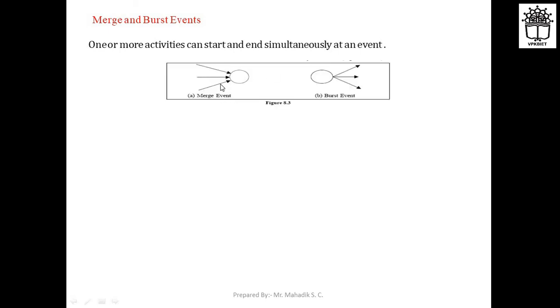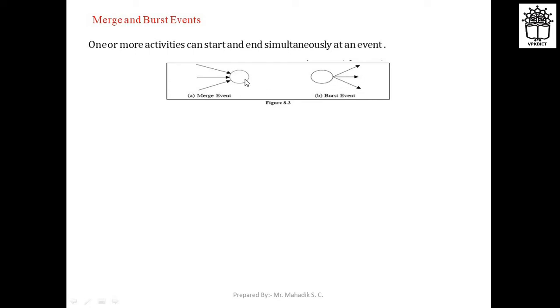Next, let us see merge and burst of event. What is meant by merging and bursting of an event? One or more activities can start and end simultaneously at an event. Here you can see three activities. The arrow means an activity, right? So three activities are merging into a single event, so it is called a merge of event. Here, from one event three activities are outgoing. That means this is bursting of event.